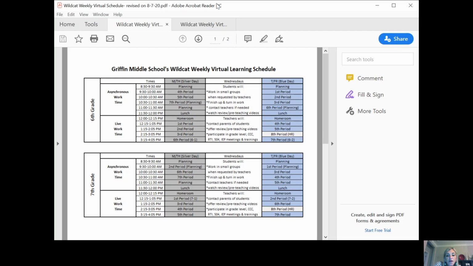If you look over in the blue column, you will see that as a sixth grader in the afternoon on Tuesday and Friday, you would have live sessions in the afternoon with your 4th, 5th, 8th period and second connections during 7th period. And we'll talk a little bit more about 8th period in a moment. In the morning, you would have an opportunity to then see your 1st, 2nd, 3rd period or 6th period teachers if you wanted some help.